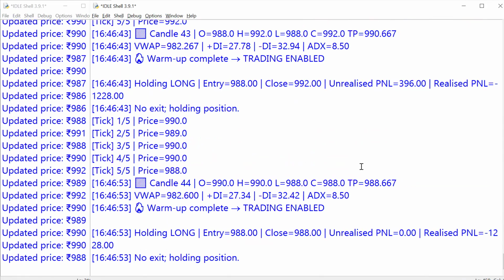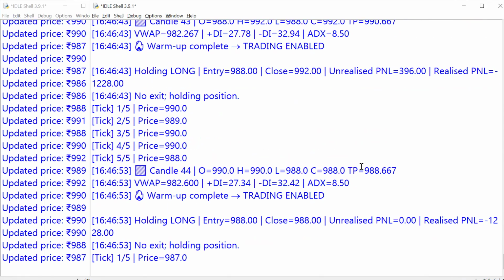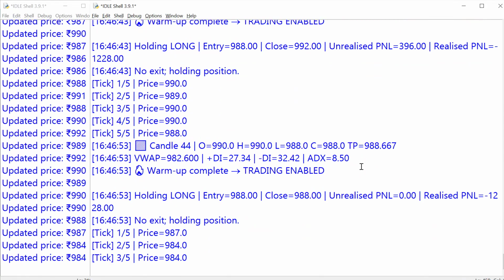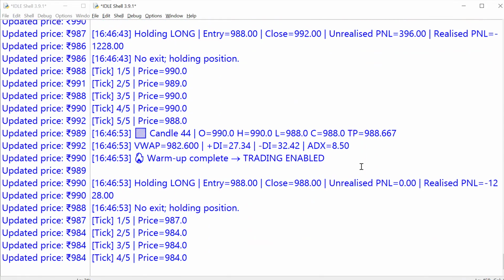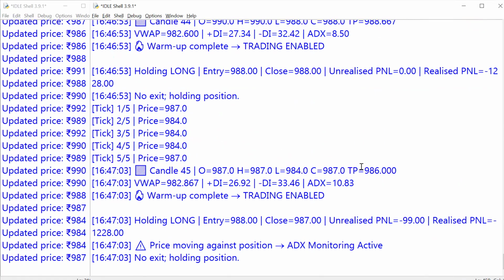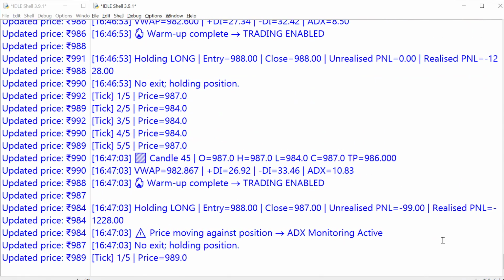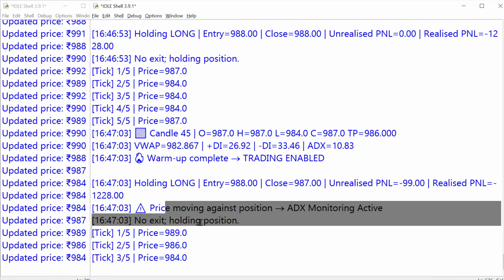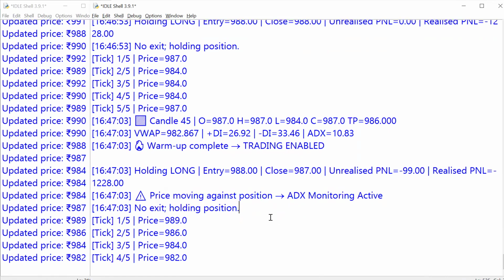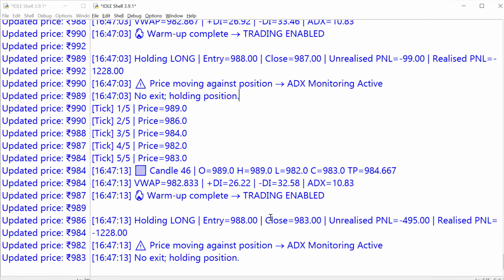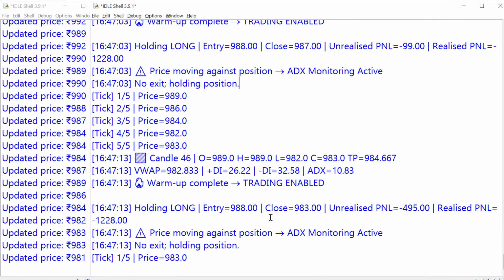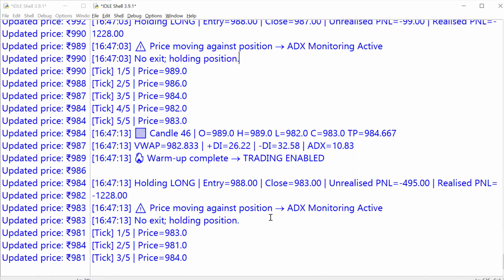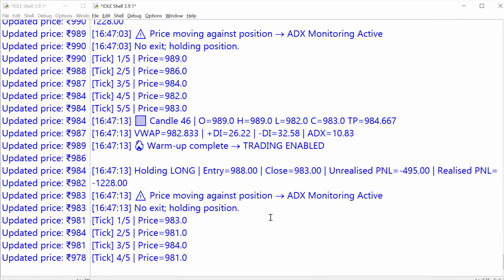ADX is now not monitoring because the price is above the value. We are still holding the position. Now ADX might come into the picture for monitoring. Okay, ADX monitoring started. The price was below 988. The ADX is continuously monitoring us. If the price goes below a certain value, ADX is going to book the loss.